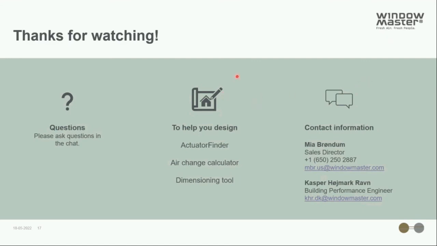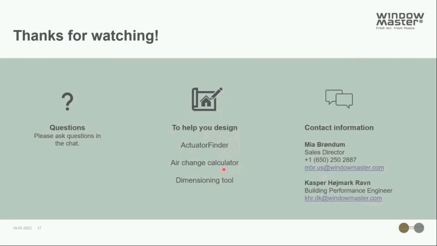I also want to mention just quickly that we have created different calculators on our website. I mentioned the actuator finder before, that can help you find an actuator, but also calculate the opening area. We also have an air change calculator, which, if you already have a design, can calculate the ventilation performance in terms of an air change rate based on your design.